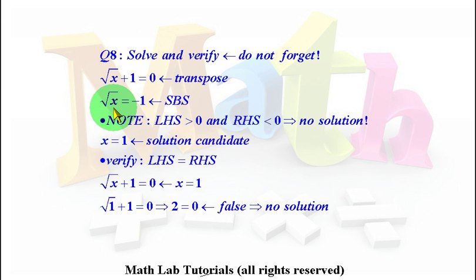We're going to go ahead and square both sides. On the left we get x. On the right, -1 all squared is 1. That's our solution candidate. And then we're going to verify that the left-hand side is equal to the right-hand side.